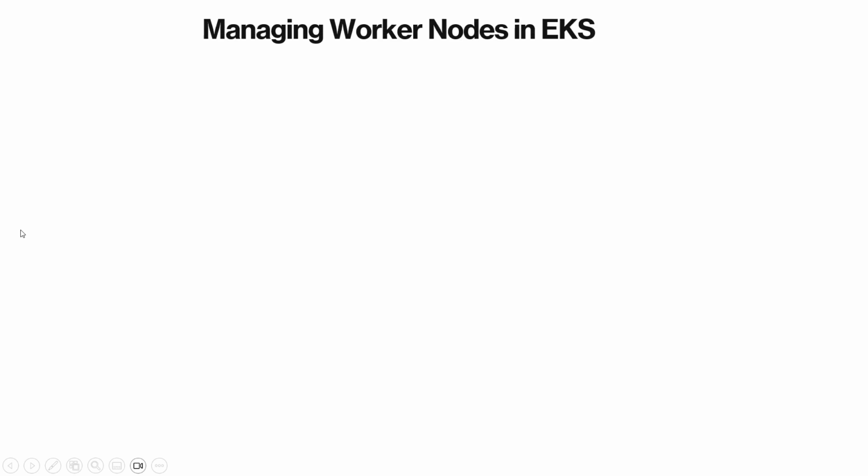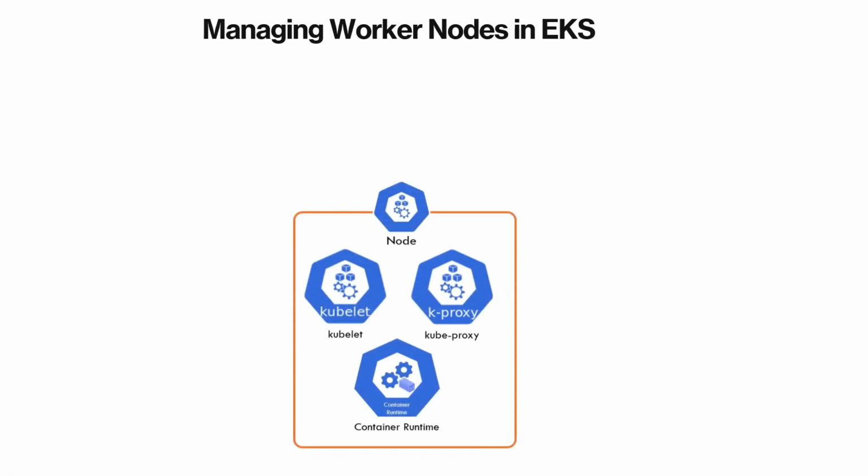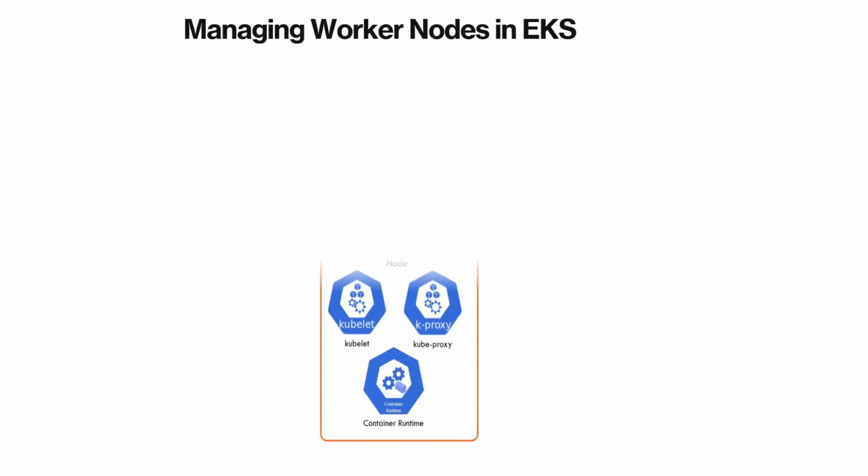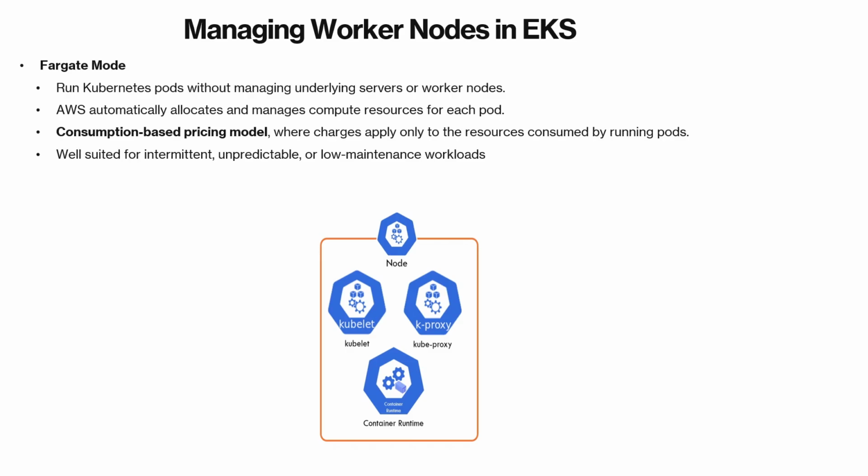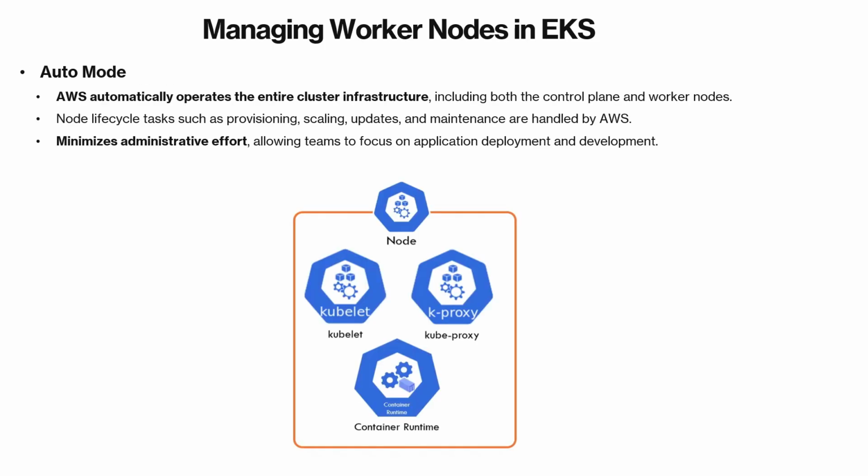Now let's take a look at the auto mode. In EKS auto mode, AWS manages both the control plane and the worker nodes. It automatically provisions EC2 instances, scales them, applies patches, and handles security. This is great for teams that want to minimize operational overhead.